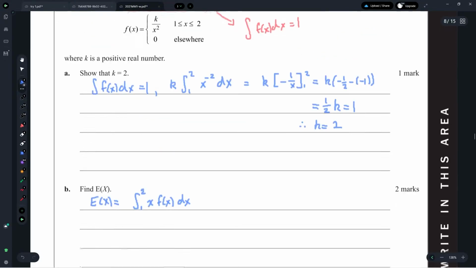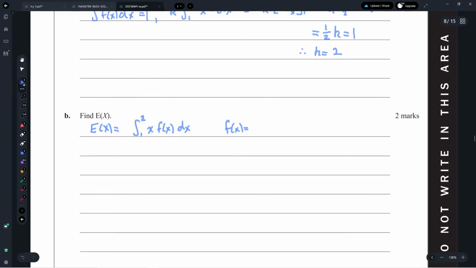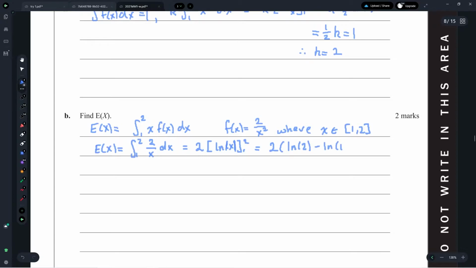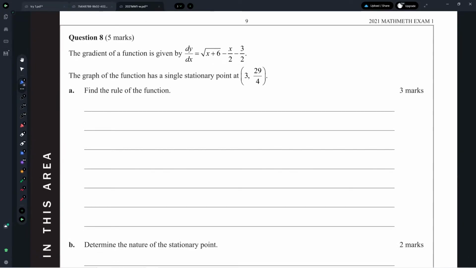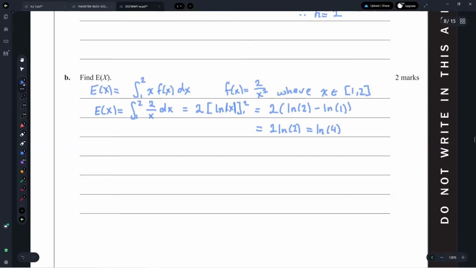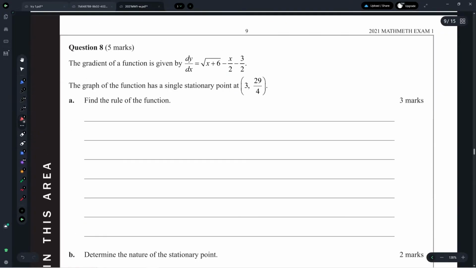The expected value of x equals the integral of x times f of x over the domain, and we found what k was, which gives us the new value of f of x, and we use that to solve the integral for the expected value of x, which is pretty straightforward. So we have the natural log of 2 minus the natural log of 1. The natural log of 1 is always equal to 0, so we just get the natural log of 2 times the natural log of 2, and then we can bring the 2 up to the power because of this log law. Therefore we get the natural log of 2 to the power of 2, which equals the natural log of 4.